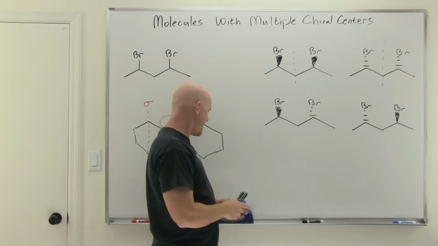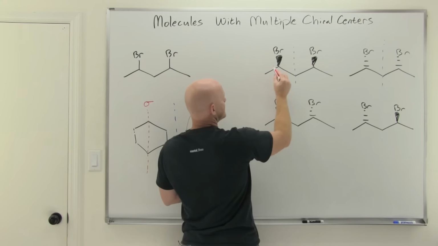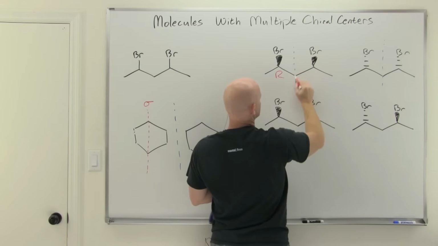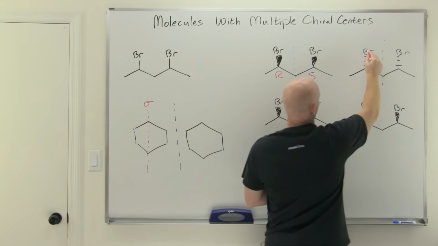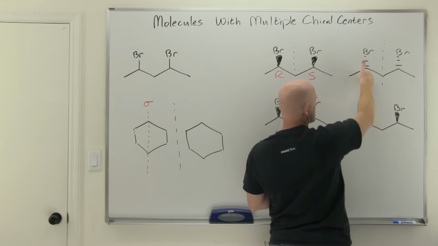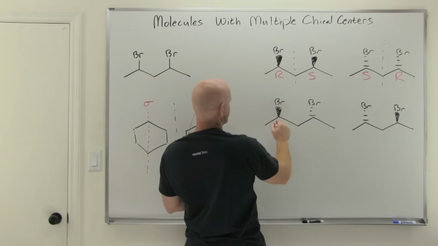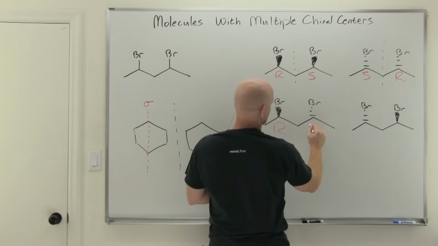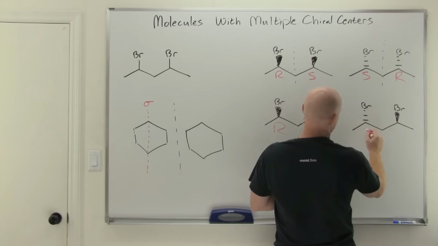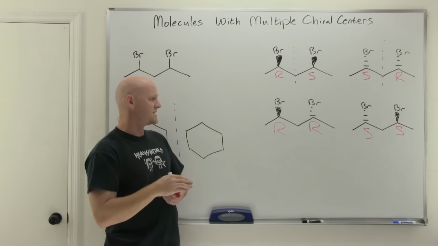So if we assign R and S like we've done before, 1, 2, 3, this guy's R. So 1, 2, 3, this guy's S. 1, 2, 3, it looks like an R, but it's really S because the hydrogen's a wedge. The number 4 priority is a wedge coming out. And same thing here, this one's going to be R, and I can just match them up. This one's R as well, but this one, instead of being S, is also R. This one's S, and this one's the opposite, so it's also S. And now we've assigned all our R's and S's.